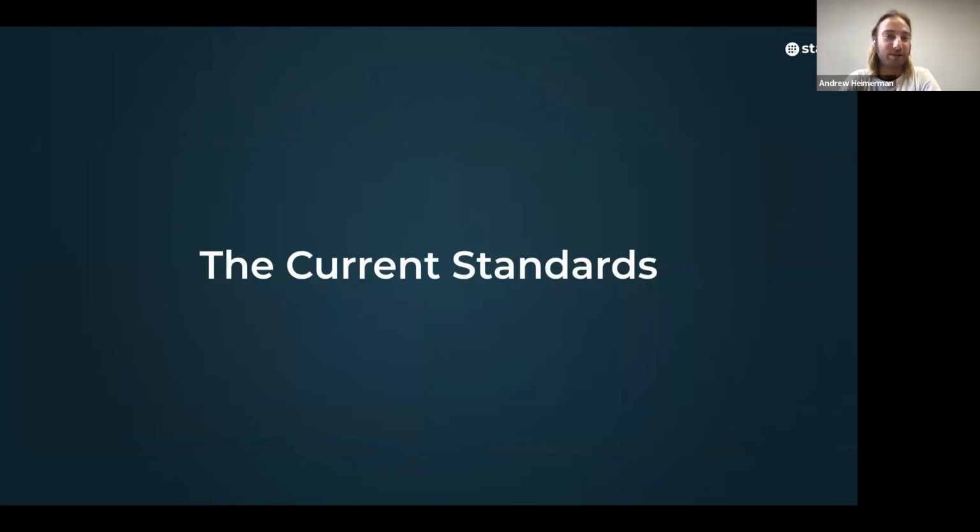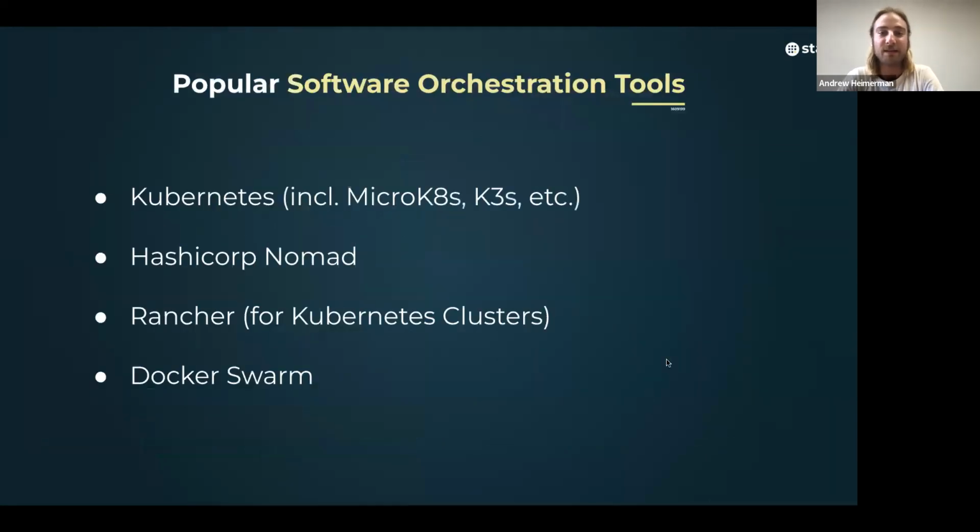So before we go into what StaexD actually does, and how it differentiates from the competition, let's go over the current standards that are out there today. Some of the popular orchestration tools for software currently are Kubernetes, which includes microK8s and K3s. There are other different versions of Kubernetes out there, and this is probably one of the biggest standards for orchestrating containers on cloud infrastructure.